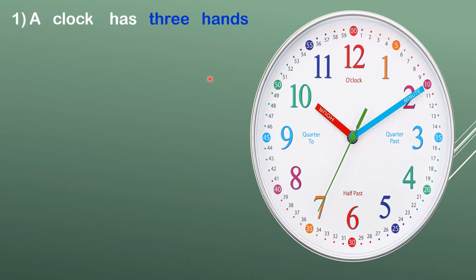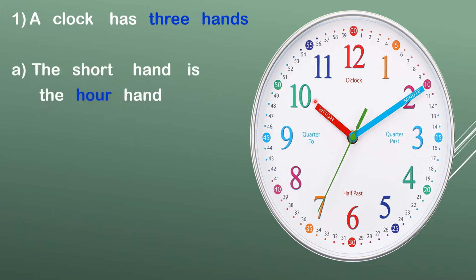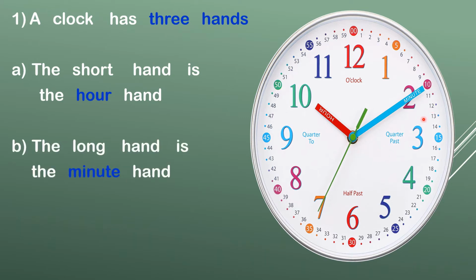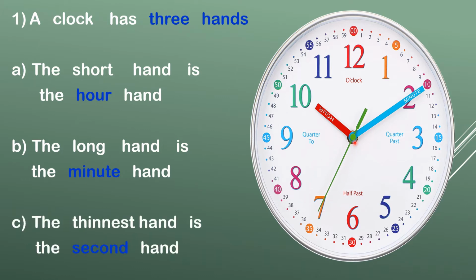A clock has three hands. The short hand is the hour hand. If you see this red hand, the shortest hand on the clock is the hour hand. The long hand is the minute hand, and the thinnest hand is the second hand. The hour hand tells us the hours, and the minute hand tells us the minutes.